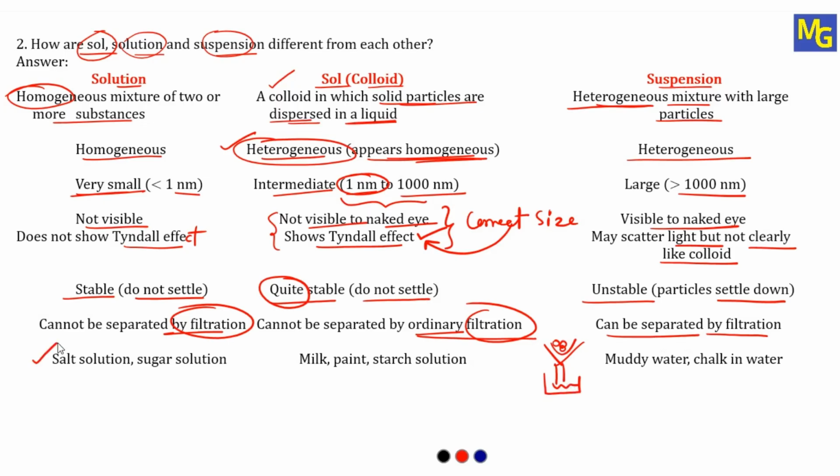And the last is about examples. In solution, the examples are salt solution and sugar solution. In colloid, the examples are milk, paint, and starch solution. You may have seen milk. To look at, it is white in color.